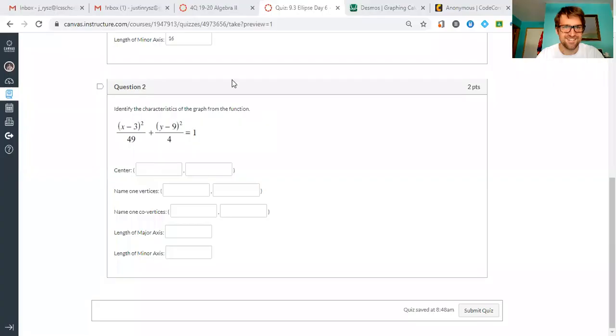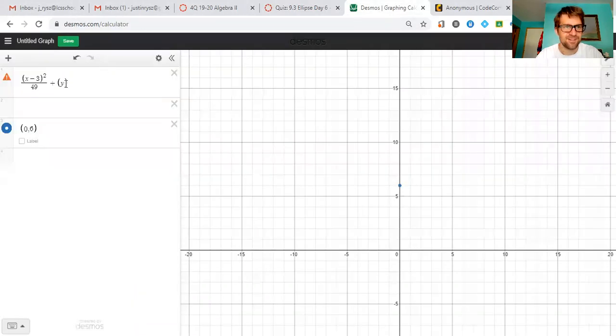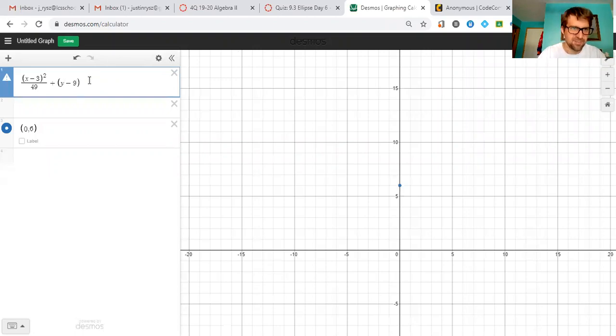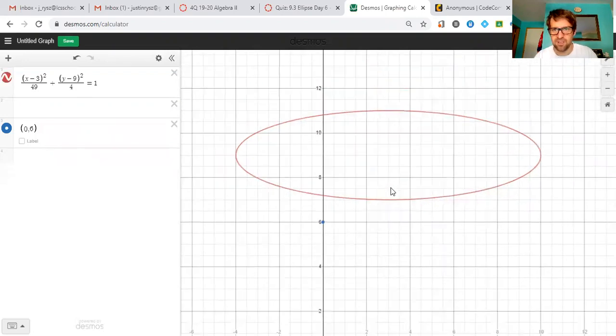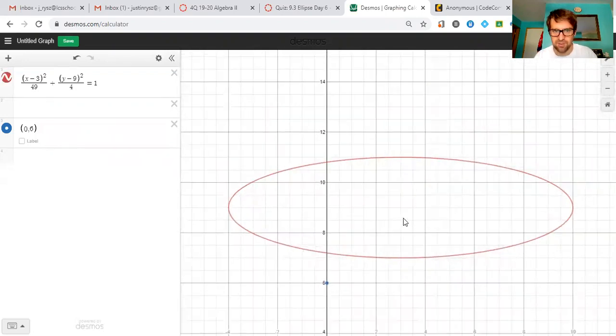Wrong one. Hey, guys. Y minus 9 over 4. Still getting used to this Zoom. I probably can move that toolbar.